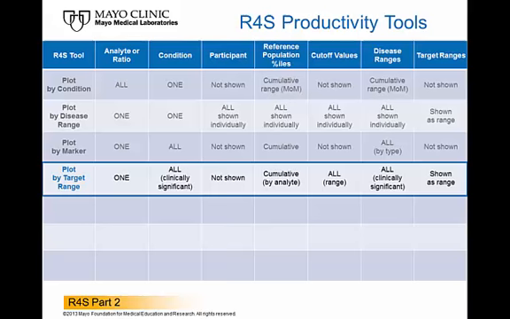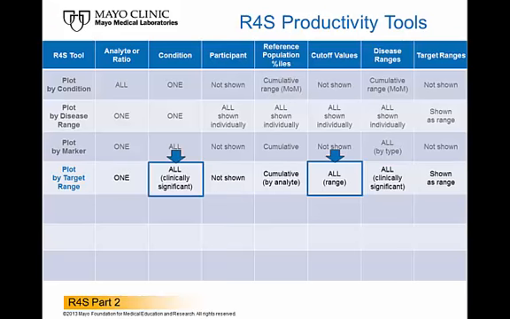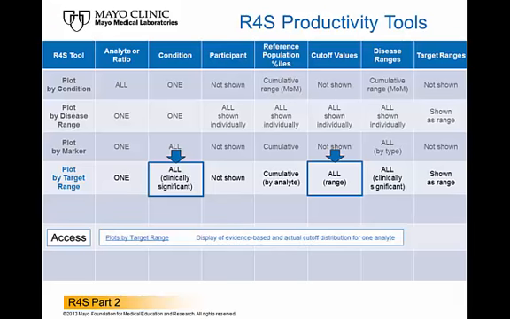Selection of a cutoff value is best achieved by using the next productivity tool, the plot by target range. This tool is different from the previous one in two aspects. It shows only clinically significant disease ranges and also adds between reference and disease ranges a new element, the cutoff disease range. The link to access the plot by target range, like all other tools, is found in the website homepage.